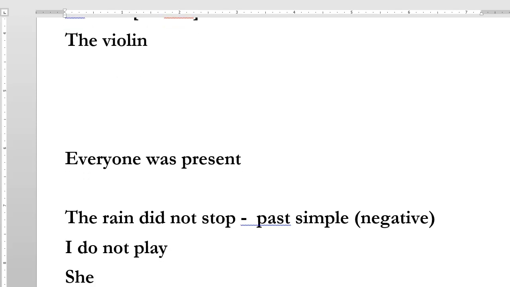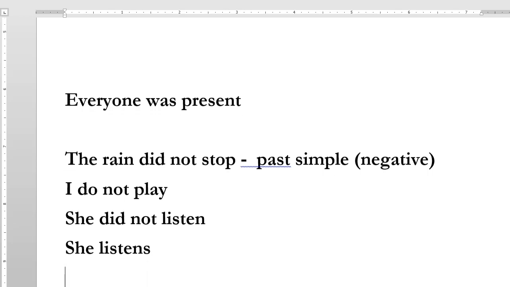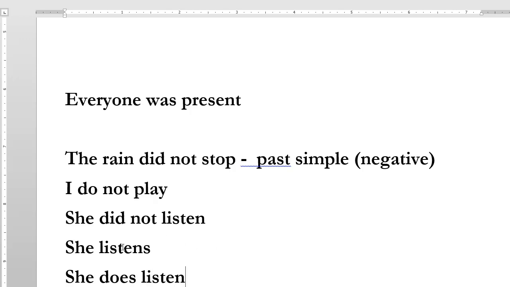She did not listen. So look at this. What am I doing? Using the word did and do, I'm changing the answers. For example, I can write, she listens. Look at this answer. She listens. She does listen. Both of these are exactly the same, which means this is also present simple. This is also present simple. There's no change.